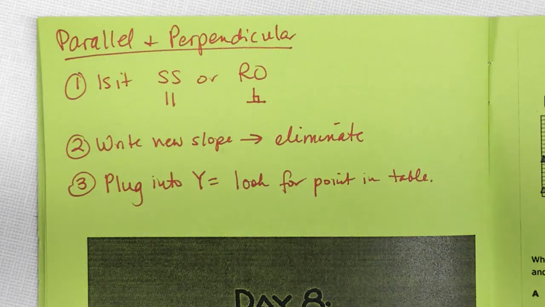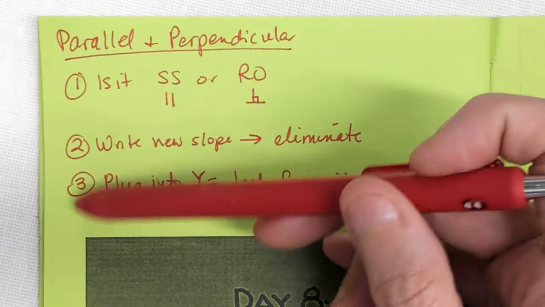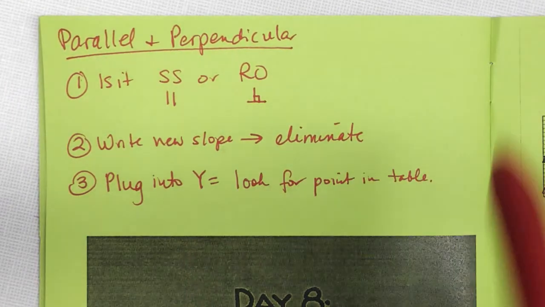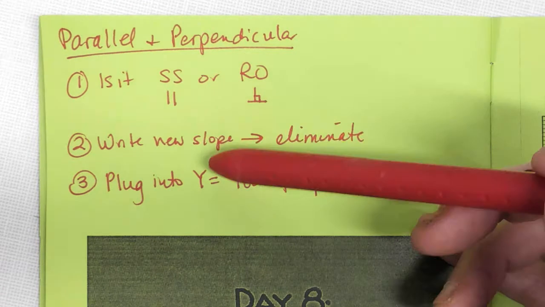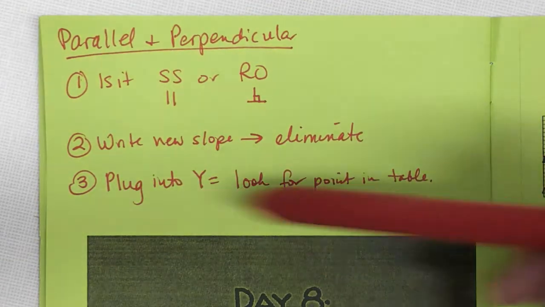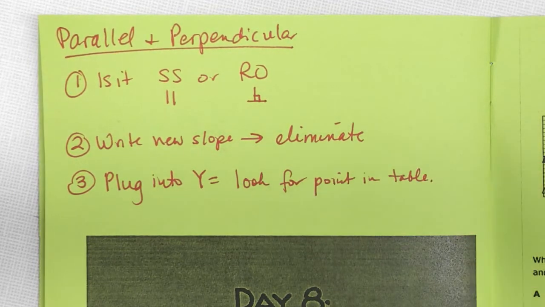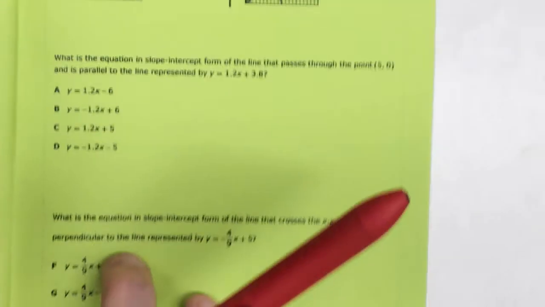Okay, so we're going to figure out if it's parallel or perpendicular. If it's parallel, it's going to have the same slope. If it's perpendicular, it's going to be reciprocal opposite. We're going to write our new slope down, even if it's the same slope, and we're going to use that to eliminate answer choices. Then we're going to stick the last two answer choices we have into y equals and look for that point in the table. Okay, so let's take a look at one of these problems.